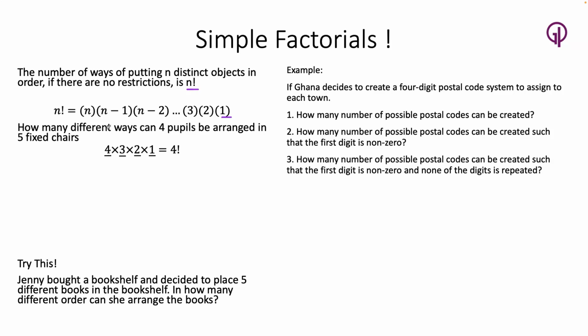We can demonstrate an example: 4 factorial is 4 times 3 times 2 times 1. We can also look at 5 factorial, which is 5 times 4 times 3 times 2 times 1. And 6 factorial is 6 times 5 times 4 times 3 times 2 times 1.